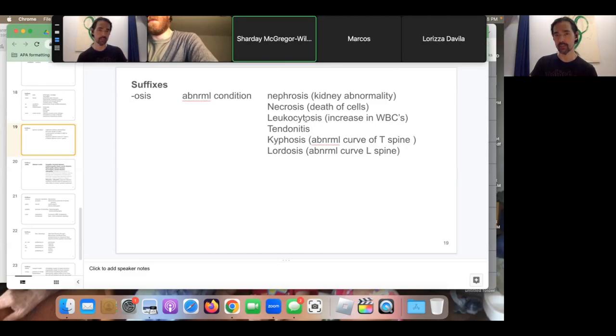Leukocytosis, leukocytes, those are white blood cells. So this is an increase in white blood cells. That's normal. You get a splinter, there's an increase in white blood cells. You get an infection, there's an increase in white blood cells.